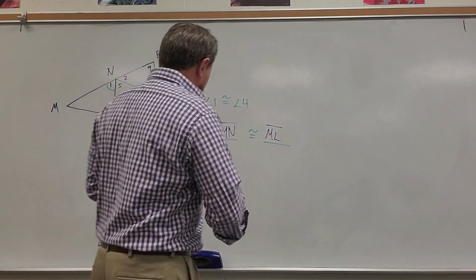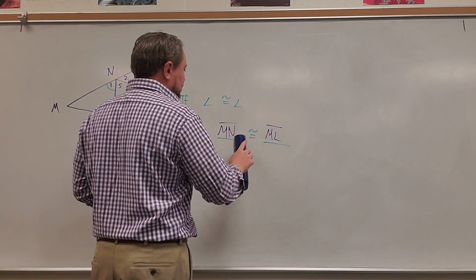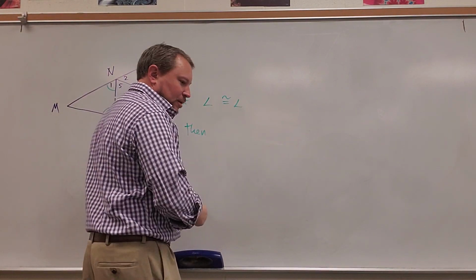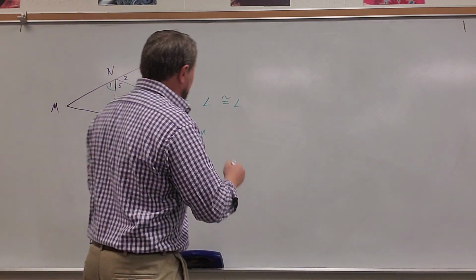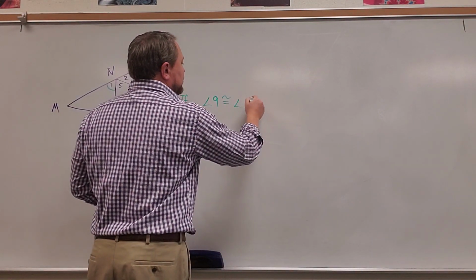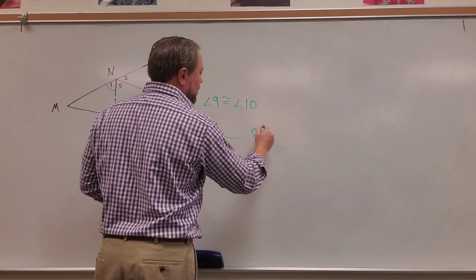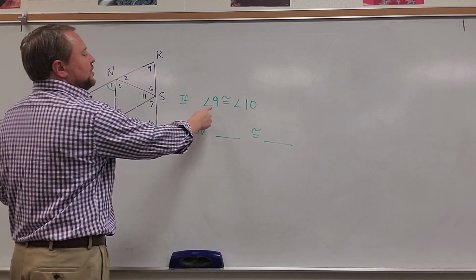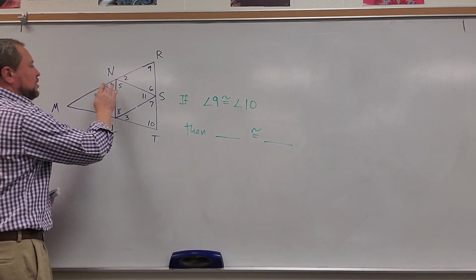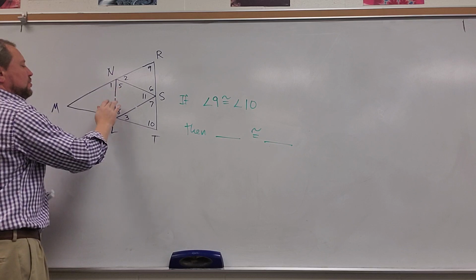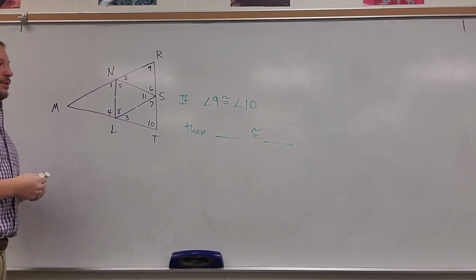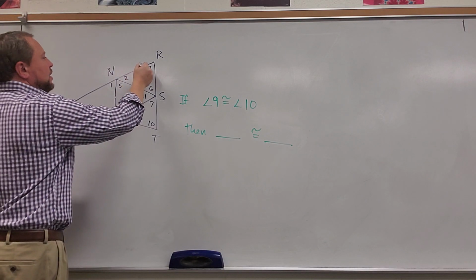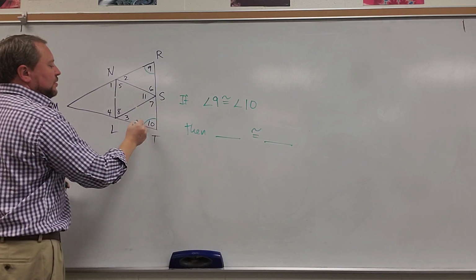Let's try that one more time here just to make sure you're catching on. What if I told you that angle 9 is congruent to angle 10? And again, you should be able to name for me two congruent sides that would be opposite of those angles. So I'm going to erase our old angles from the last problem. This time I'm going to mark 9 and 10 congruent.